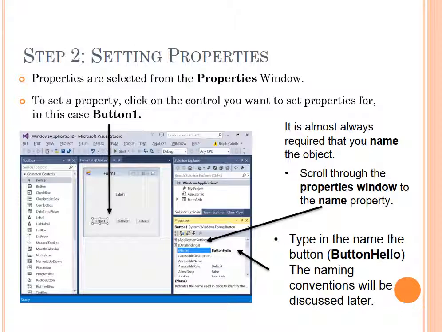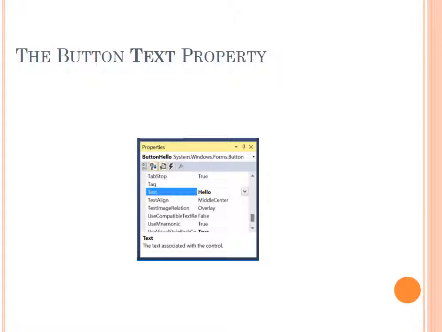So button hello is a name I pulled out of my hat, but I used a certain kind of convention for how I formed the name, which we will learn a little bit later in this presentation. The other property that we want to set for the button is the text property. Now, the text property determines the text that is actually inside the button visible to the user.